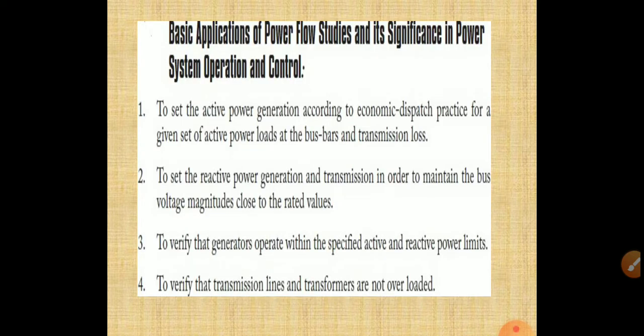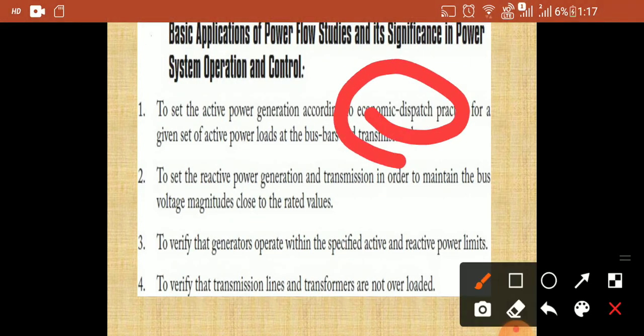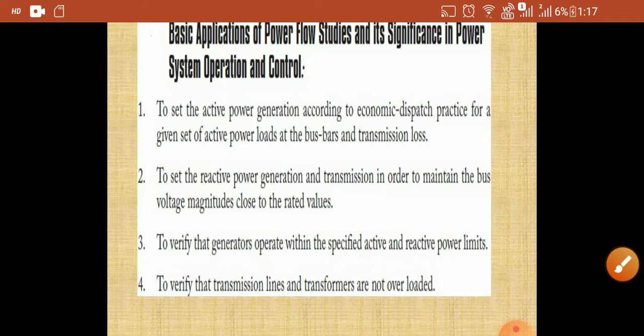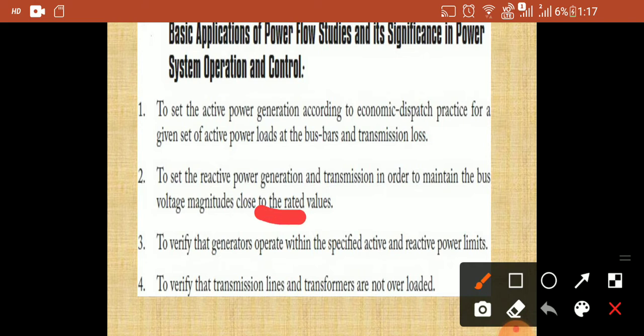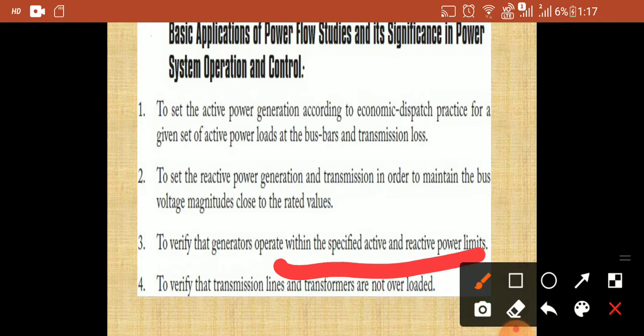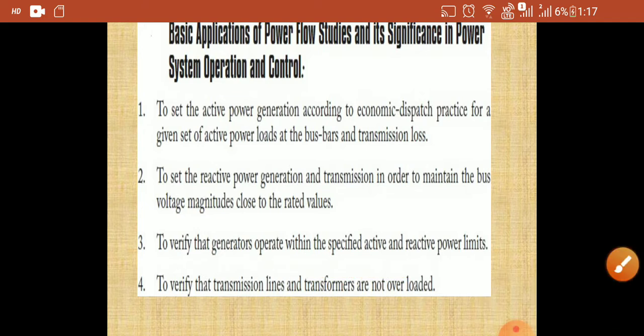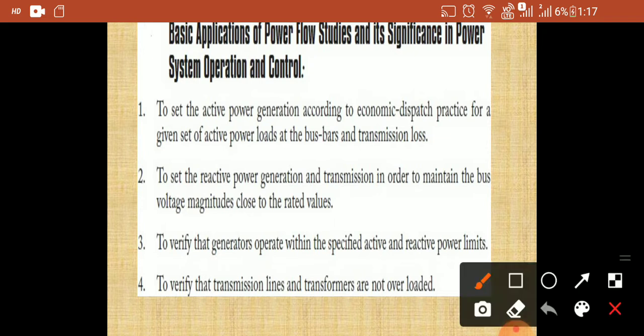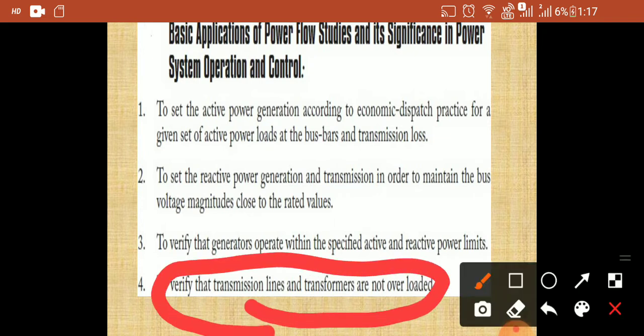The basic applications of power flow studies and their significance in power system operation and control. First point, to set the active power generation according to the economic dispatch practice, and to set the active power loads at the busbar and transmission line. Second, to set the reactive power generation and transmission in order to maintain the bus voltage close to the rated values. Third, to verify that generators operate within specified reactive and active power limits. Fourth, to verify that transmission lines and transformers are not overloaded.